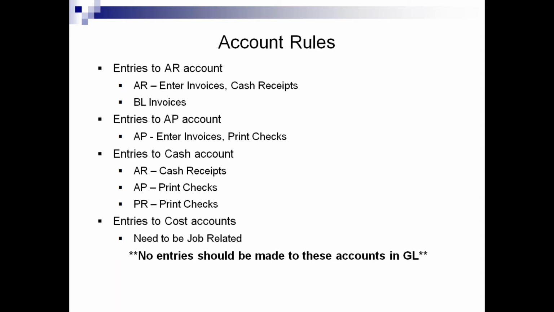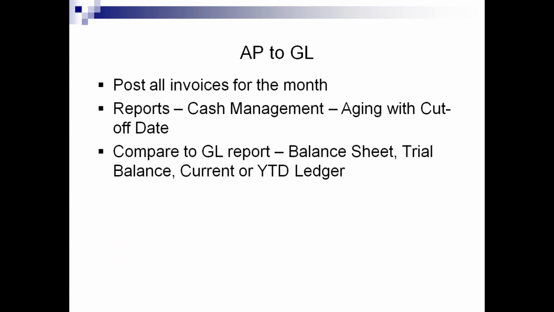Lastly, you have entries that are going to hit your cost accounts in General Ledger. Those all need to be job related. So make sure when you are entering expenses, anything that has a job on it needs to use a specific cost account that's going to interface to General Ledger. And I'll show you what to look for in the reconciliation between GL and JC.